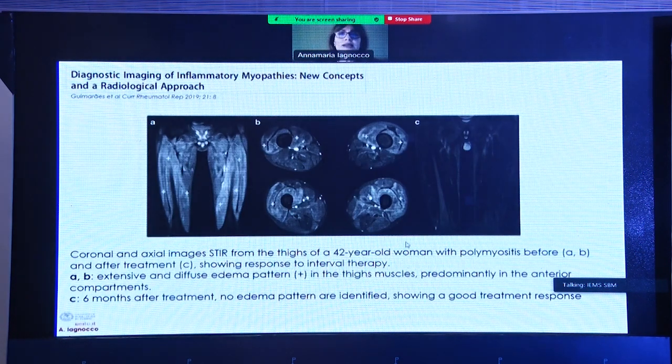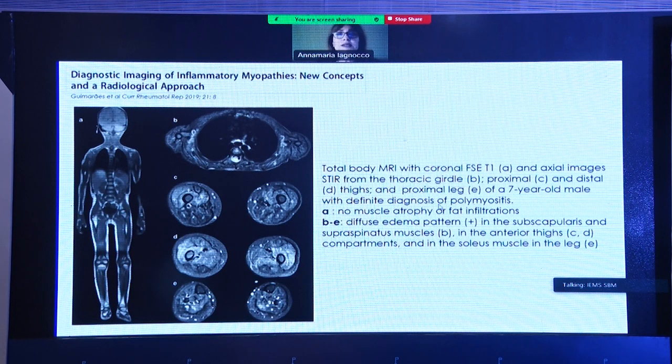And these are cases of patients with polymyositis. You see in this case the extensive edema, after 6 months after the treatment. And this is another case of a whole body MR in a child with polymyositis, and there was a diffuse edema pattern in different muscles.